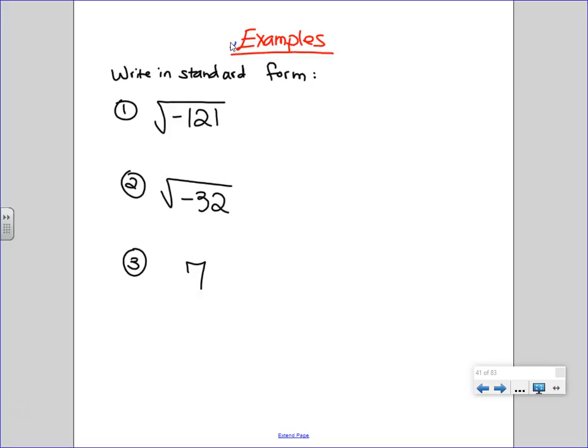Number 1. What do you guys think? The square root of 121 times i. We could split this up, you can think about it that way. And then we could say i 11. Ugh, that's awkward, right? We put the coefficient in front. 11i.